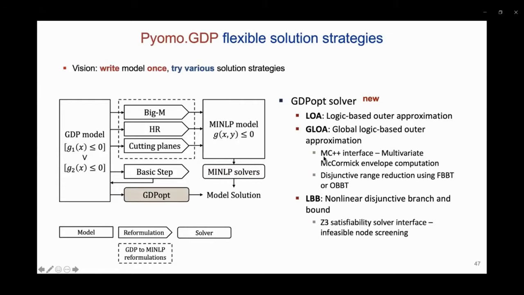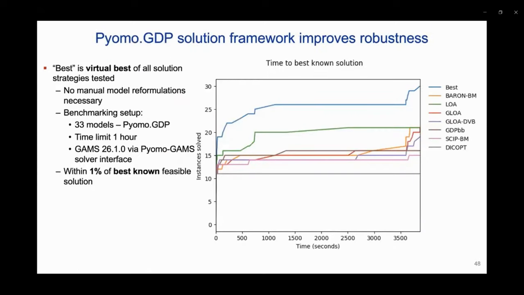Okay, and here we have implemented three basic approaches: a logic-based approximation, which is the one I described before; the global logic-based, which is a global version that makes use, especially of McCormick envelopes, to rigorously underestimate the functions. And then we also have a disjunctive branch, but this is more recent, so I'm not going to dwell on that. Just keep in mind, it's basically logic-based approximation, useful in either the local or the global version.